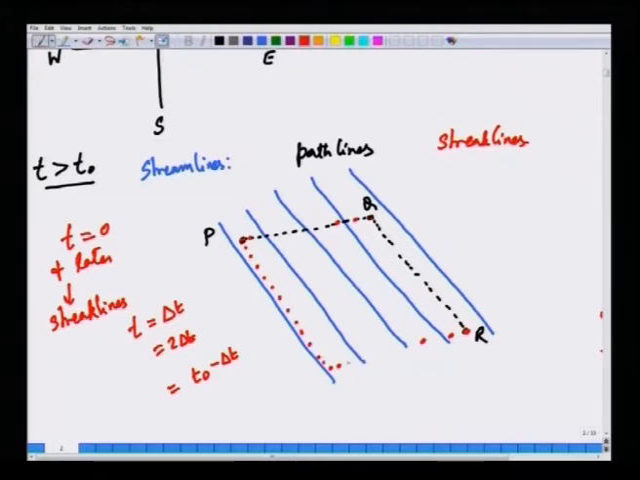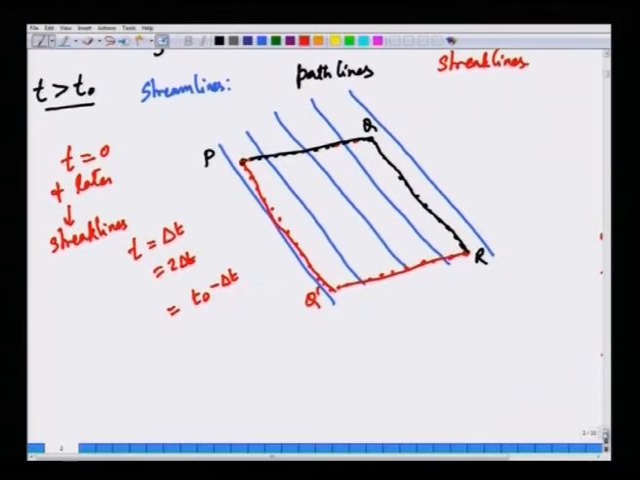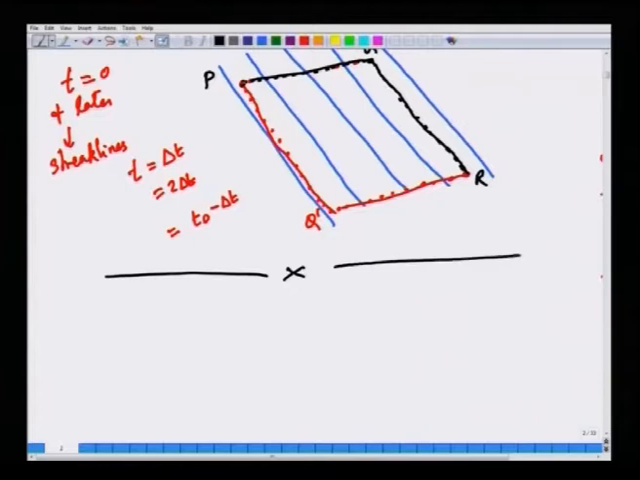So, the path line will be the black line P Q R, while the streak line will be the red line given by P Q prime R. For unsteady flows, different ways of visualization will give you different types of information, and all the three lines do not coincide with each other. We can also derive a mathematical expression for the streamline.